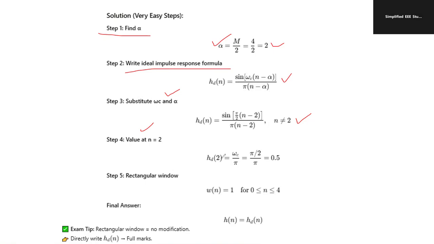Then you are able to get hd of 2 equal to omega c by pi. You already know that omega c equal to pi by 2, which is given in the question. That is equal to 0.5. Then apply the rectangular window. Here w of n will be equal to 1, where n lies between 0 and 4. Ultimately, we will be getting h of n equal to hd of n. That is the final answer. The exam preparation tip: rectangular window means no modification. If such a question is asked, you have to remember h of n will be equal to hd of n. If the final answer is hd of n, you are able to get the full marks for this question. So you can expect a question like this.